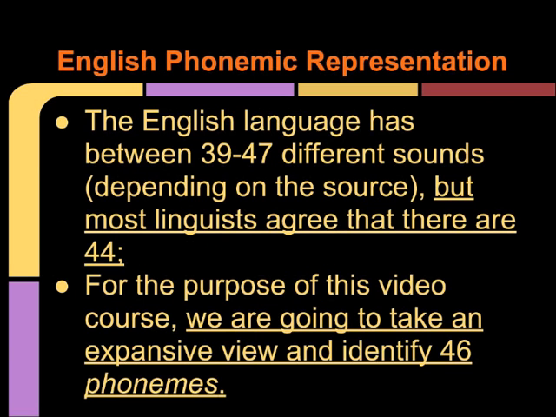The English language has between 39 to 47 different sounds, depending on the source. But most linguists agree that there are 44. For the purpose of this video course, we are going to take an expansive view and identify 46 phonemes.